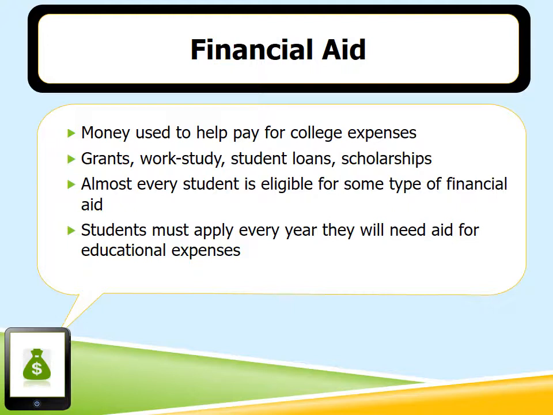Grants is free money. Work study is earned money. Typically, this can be done at a college, such as working at the bookstore part-time. The other is student loans, which is borrowed money that you have to pay back, and scholarships. This is typically done through athletic merit or awarded by the institution or through competition from various websites. Students must apply every year that they will need aid for educational expenses.